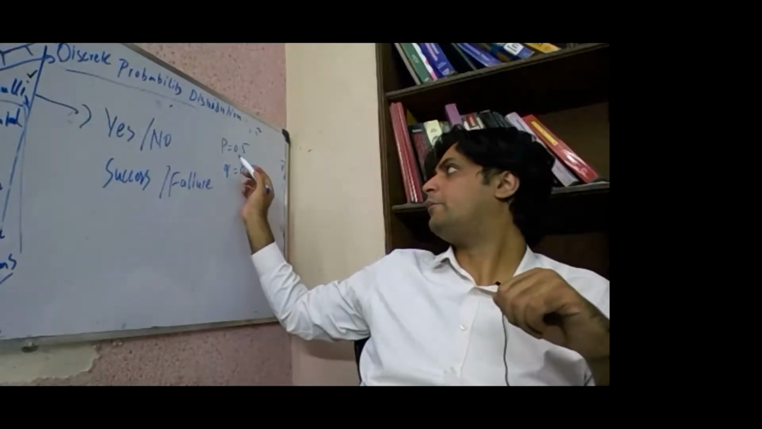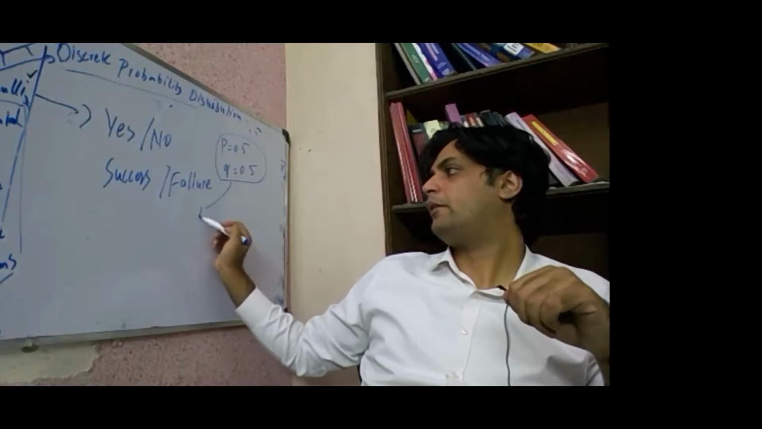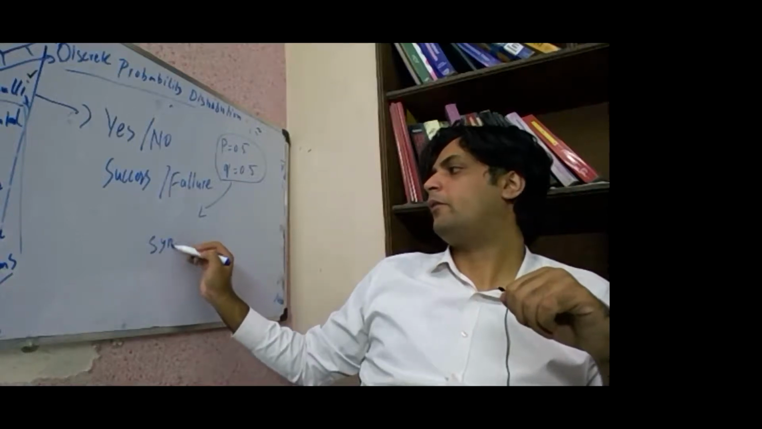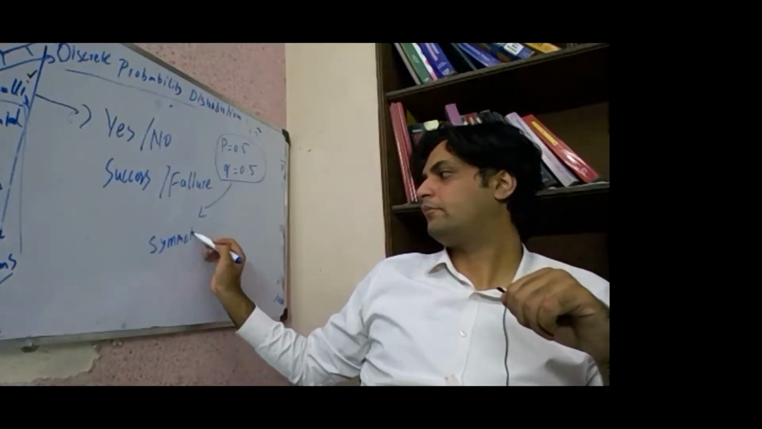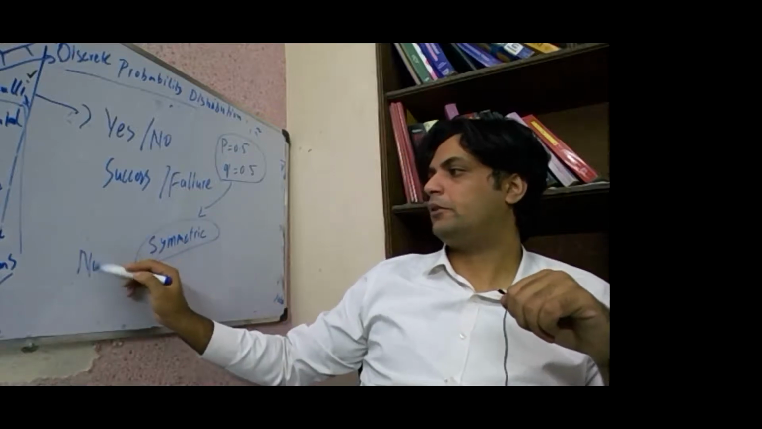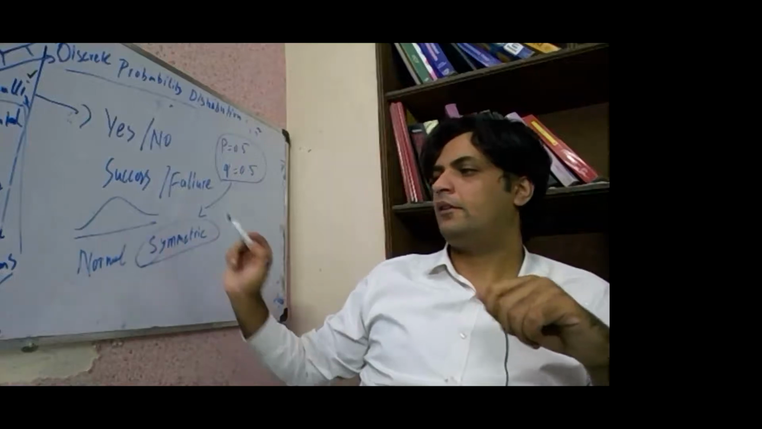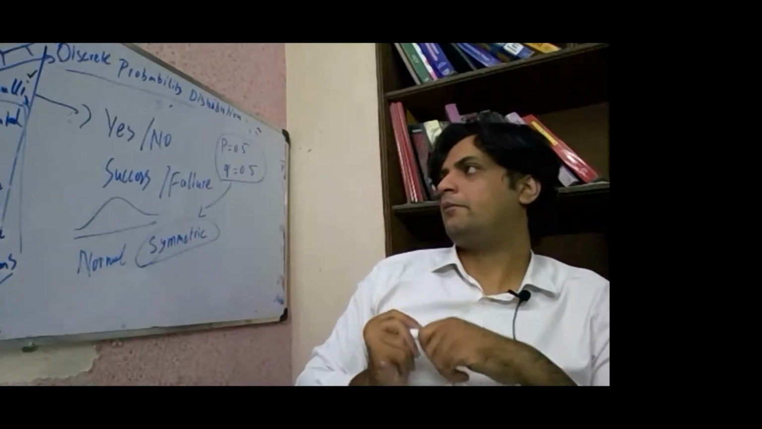All right, so if P is 0.5 and Q is 0.5, then we can say that this Bernoulli distribution is symmetrical or normal. Symmetric or normal, so it means it can have this shape. Otherwise, it may vary the shape.